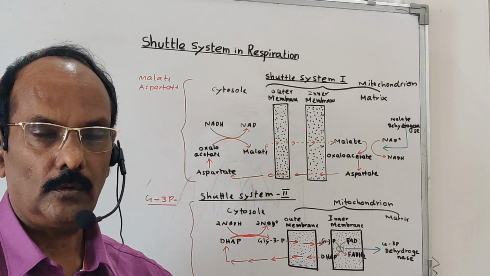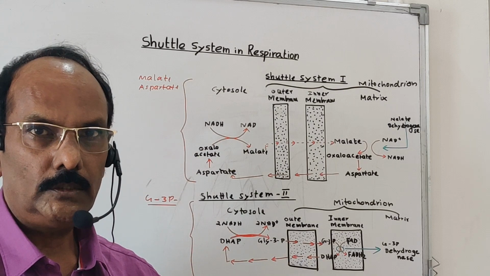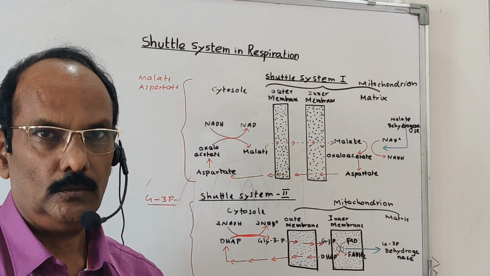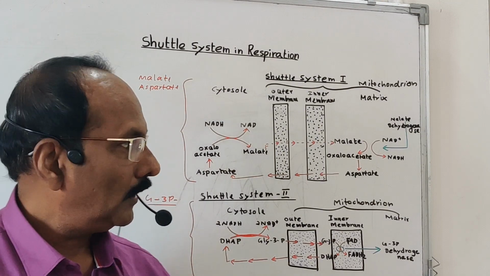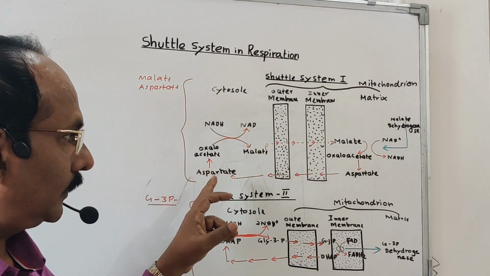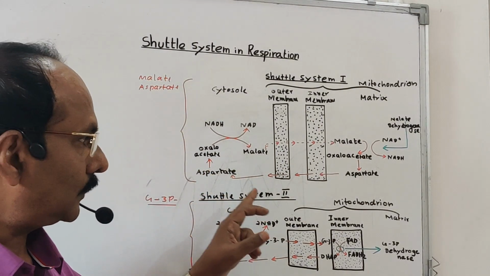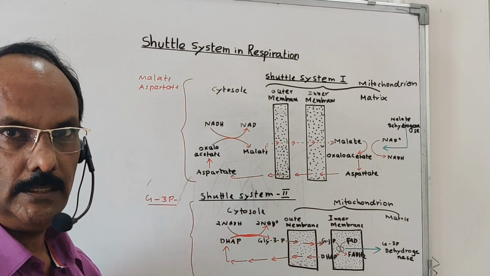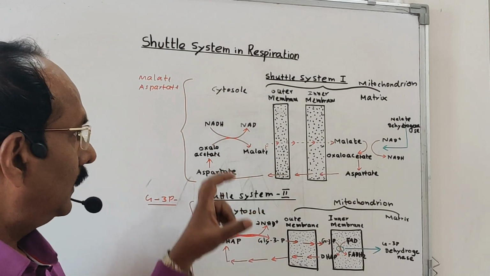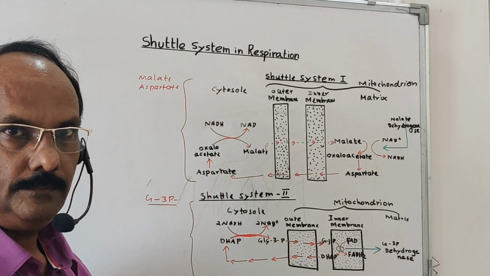FADH2 is okay, it is formed in the mitochondria, but NADH2 is also formed in glycolysis. Glycolysis takes place in the cytoplasm. So how is the NADH2 from the cytoplasm transported into the mitochondria for the further process of respiration? For that purpose, two shuttle systems are given.